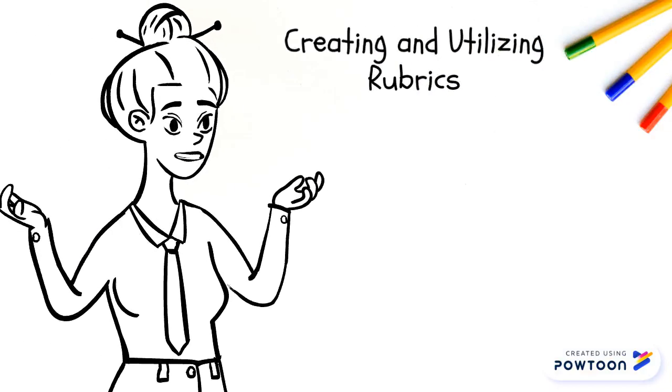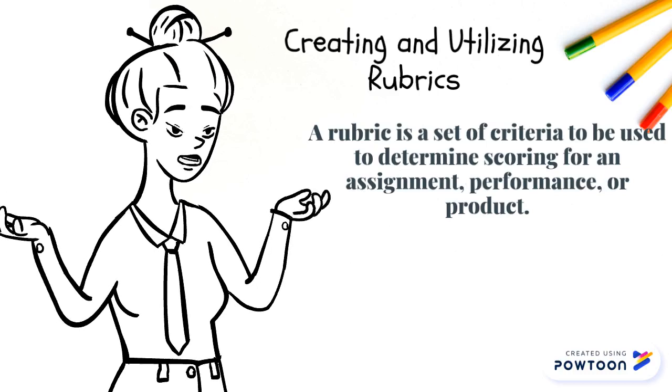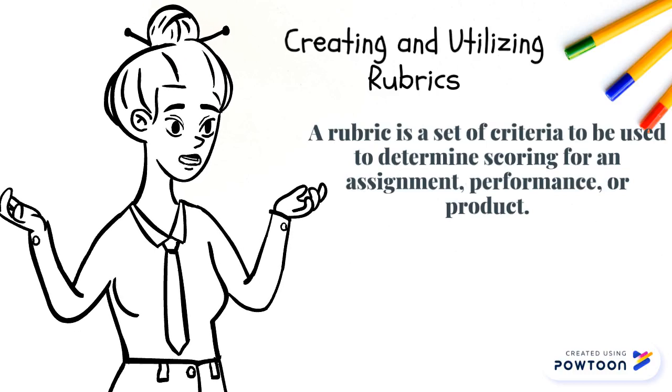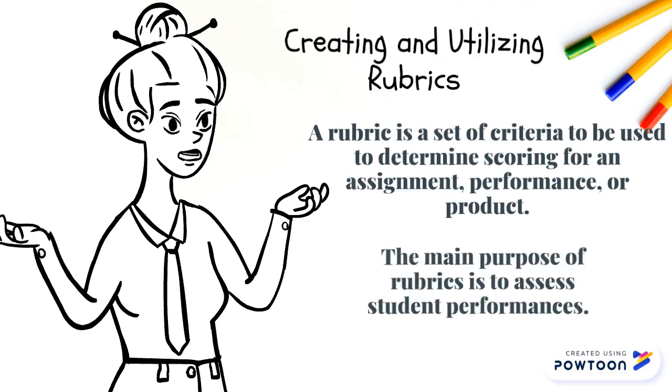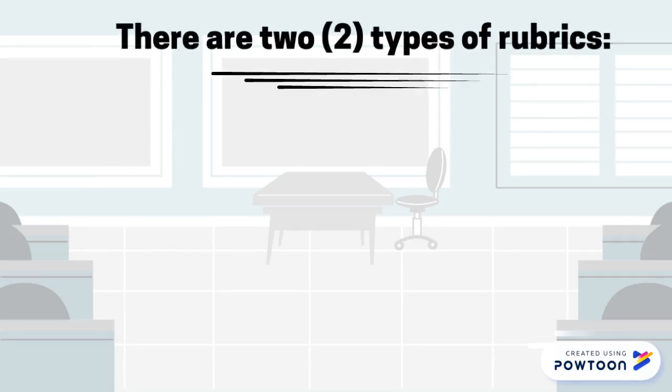Creating and utilizing rubrics. A rubric is a set of criteria to be used to determine scoring for an assignment, performance, or product. The main purpose of rubrics is to assess student performance. There are two types of rubrics.